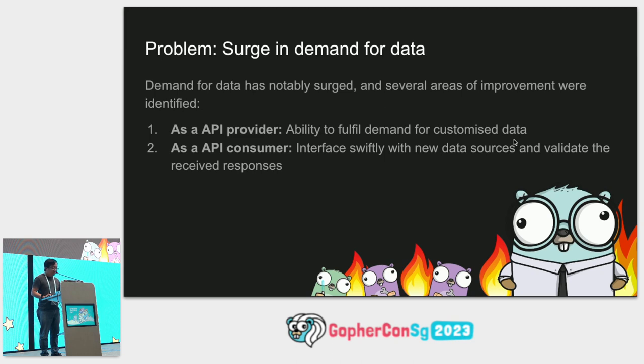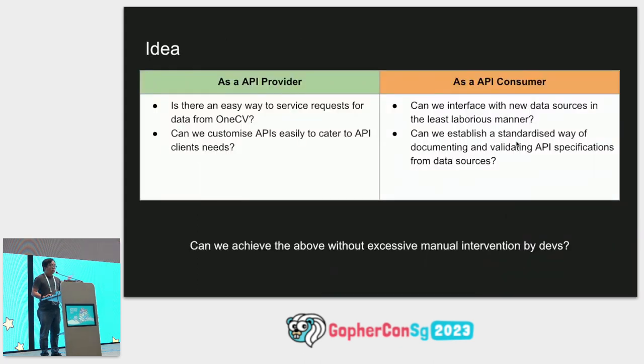As you can see, business is good. But we have a growing problem: there's a surge in demand for data. We now need to find ways to fulfill demand for customized data, to interface quickly with new data sources, and to validate the responses that we receive from data sources. So the question is: is there an easy way to service requests for data from OneCV? Is it possible to customize this data? Is it possible to interface with new data sources in the least taxing manner? Is there a standardized way of documenting and validating the API specifications?